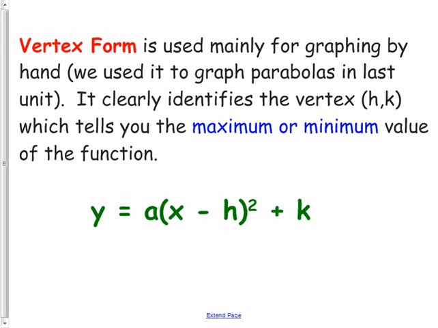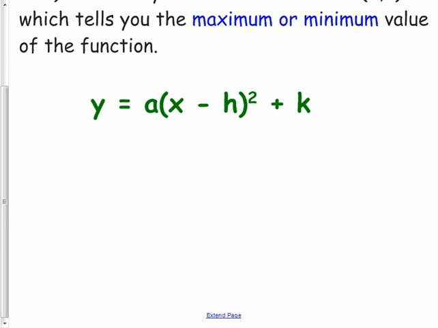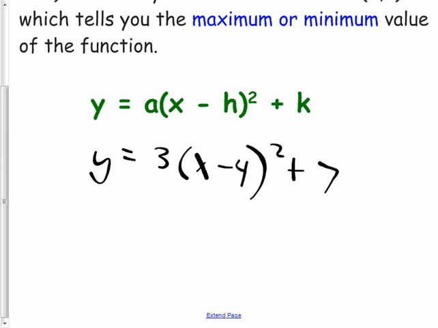Vertex form is used mainly for graphing by hand. So basically, it's nice because it's got the vertex in it. This is useful in pre-calc. We just had a test on it the other day in pre-calc where I would say like this: y equals 3, x minus 4 squared plus 7. I'd say, what's the vertex? And it was like one of the easiest questions they had all year, because the vertex is just staring you in the face. It's right here.